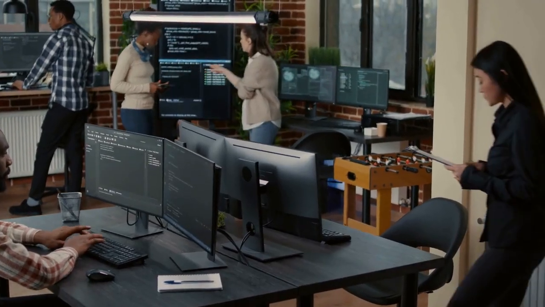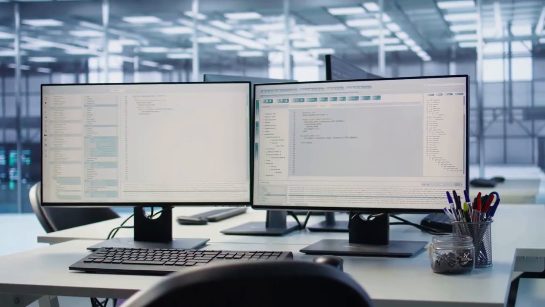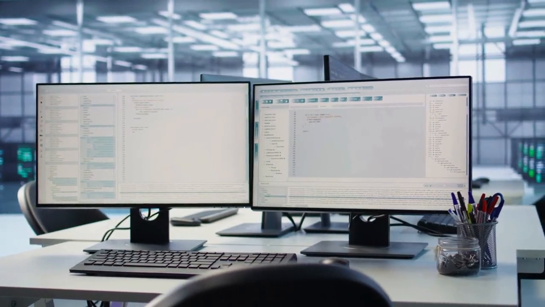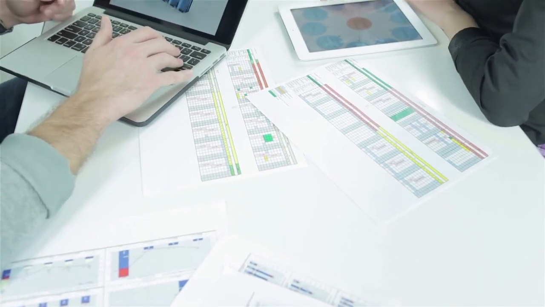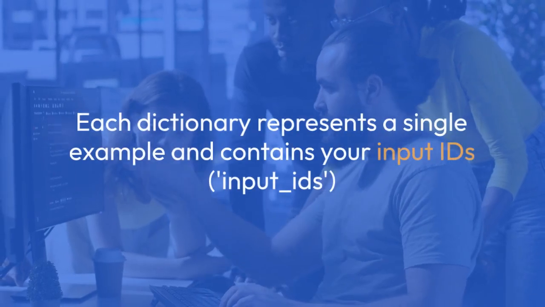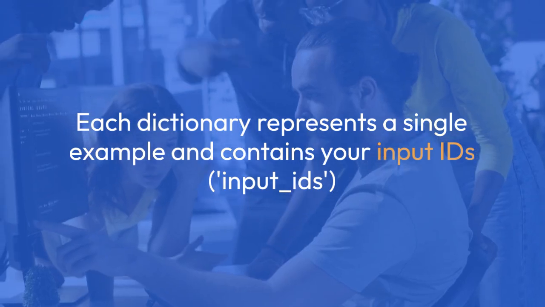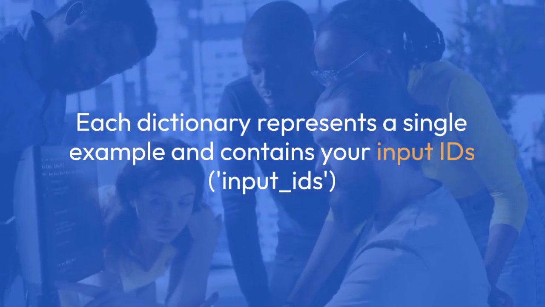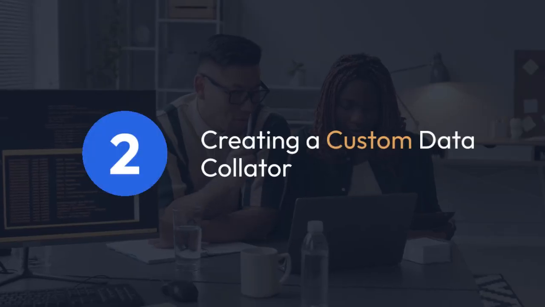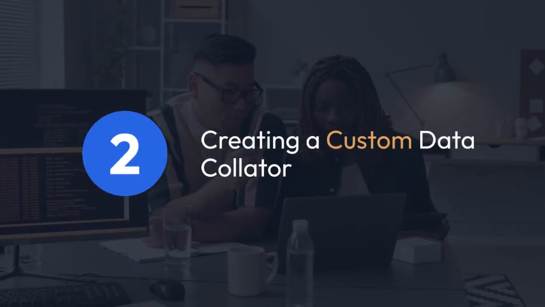Hugging Face's default data collators often pad sequences to a maximum length. This is convenient for batch processing on GPUs, but inefficient if your sequences vary greatly in length. They usually operate on a list of dictionaries, where each dictionary represents a single example and contains your input IDs. 2. Creating a custom data collator.